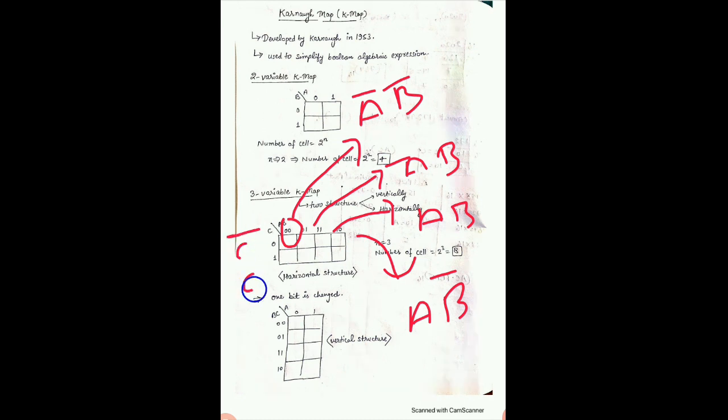Suppose we have to write 0 0 in algebraic form, then 0 0 means the complement form, A complement and B complement. If we write 0 1, then we write A complement and B. Then 1 1 is A and B only. Now for 1 0 we write A and B complement. Here we write C complement and C only. In this way we can define the variables in alphabet form.